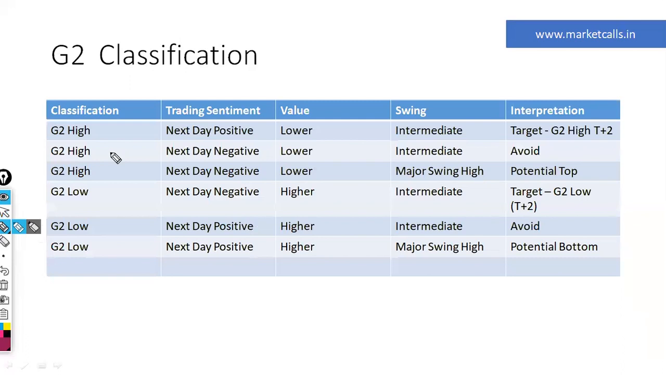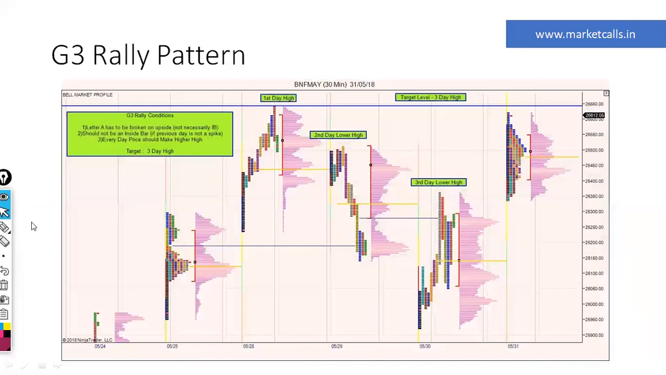Sir, can you please go back to that G2, the last screen, please? So what does inside bar mean, sir? Let's say one of the days, today's range is completely trading inside the previous day's range. What is the range? Yesterday's high and yesterday's low, we call this yesterday's range. The price is completely trading inside that. On a daily chart, you get an inside bar. It never breached yesterday's high, and it never breached yesterday's low.